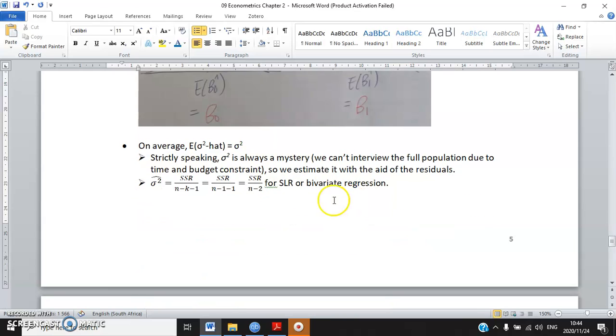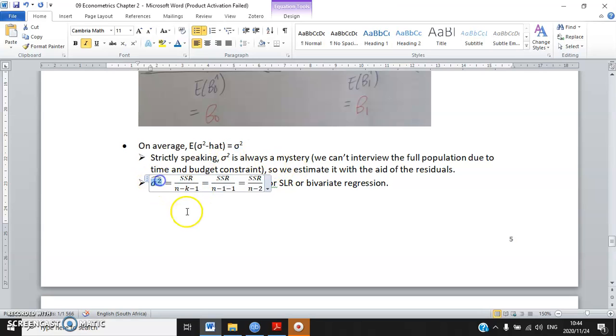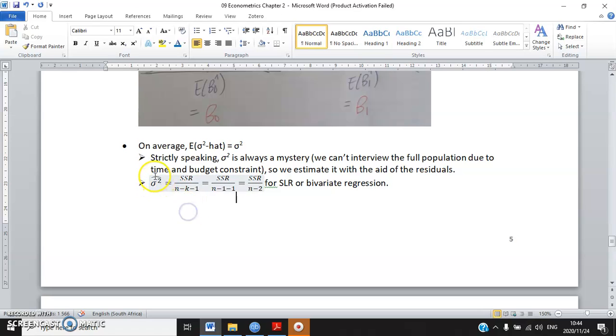Okay. And then lastly, remember this is the variance of the error terms, but strictly speaking, we would never know this answer because the variance of the error terms comes from the population regression function, but due to time and budget constraints, we could never interview the full population. We can only interview the sample, so we can only estimate the variance of the error term. So this is why you see the hat here, the estimated variance of the error term.